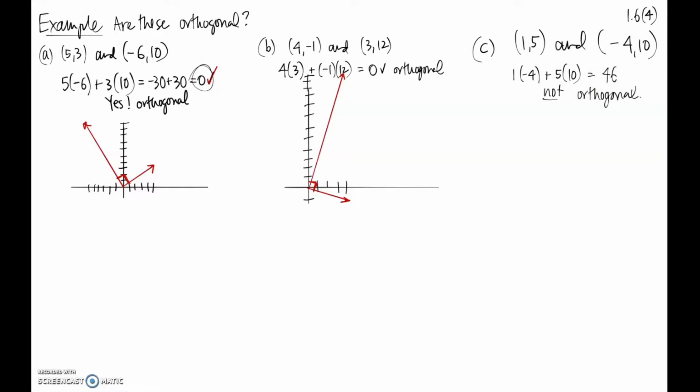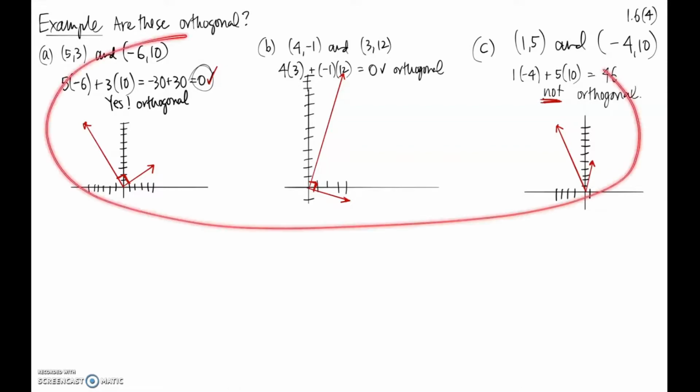And I want to just see what they look like when we graph it. So (1, 5) should be a vector right about here. And then (-4, 10) is this vector here. And yeah, even from my rough sketch, I can tell that those are not orthogonal. They're not at right angles to each other. Okay, these were all good examples for R2.